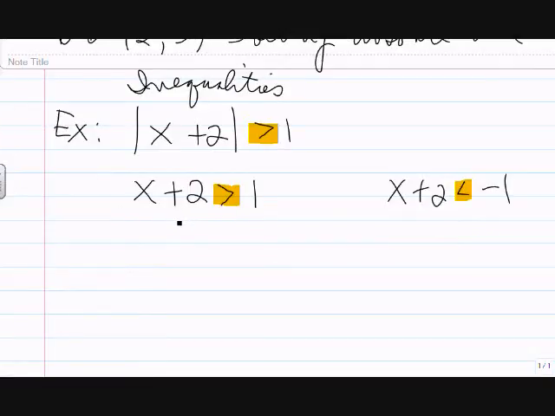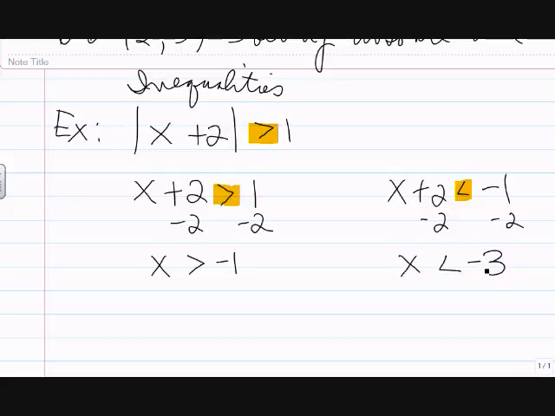x plus 2 is greater than 1. I subtract 2 from both sides of this inequality, and I get x greater than negative 1. And I subtract 2 from the other inequality, and I get x less than negative 3. And these become an OR. That's the other piece that goes together with the greater than: the two inequalities become an OR.